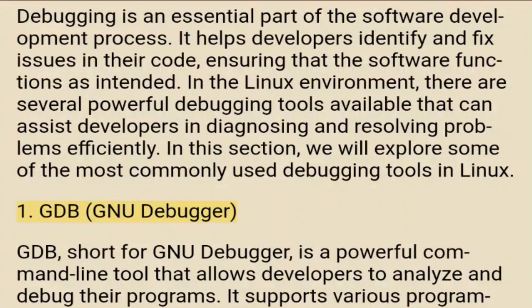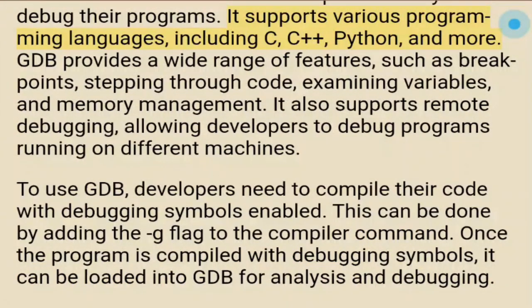1. GDB, the GNU Debugger. GDB, short for GNU Debugger, is a powerful command line tool that allows developers to analyze and debug their programs. It supports various programming languages, including C, C++, Python, and more. GDB provides a wide range of features, such as breakpoints, stepping through code, examining variables, and memory management. It also supports remote debugging, allowing developers to debug programs running on different machines.